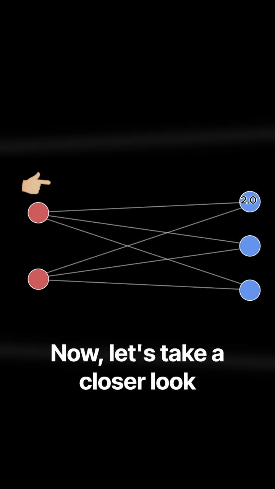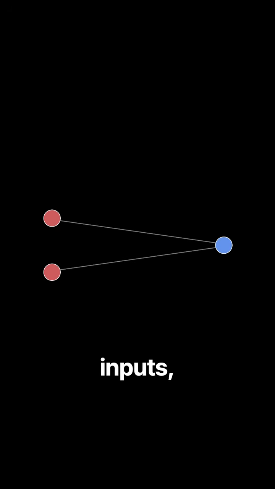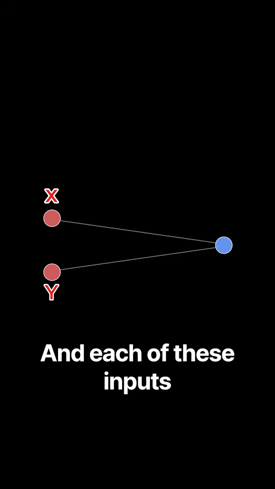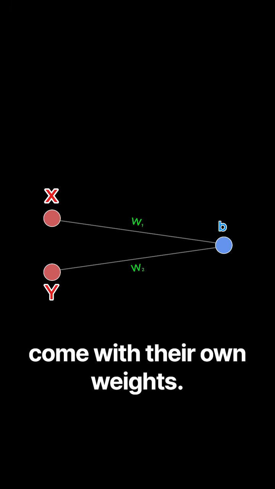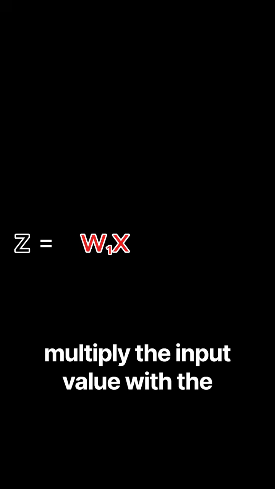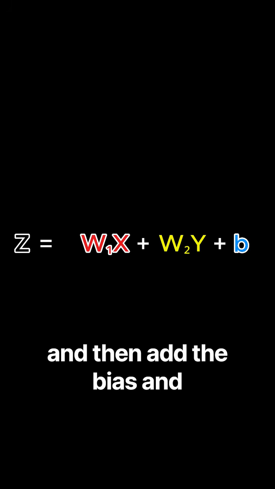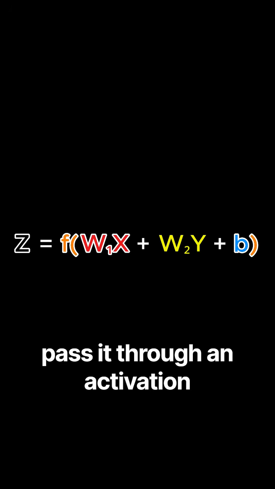Now let's take a closer look at the hidden layer. Let's say our neuron has two inputs, X and Y. And each of these inputs come with their own weights. And the neuron has a bias. To get the output Z, we multiply the input value with the corresponding weight, twice in this case, and then add the bias and pass it through an activation function.